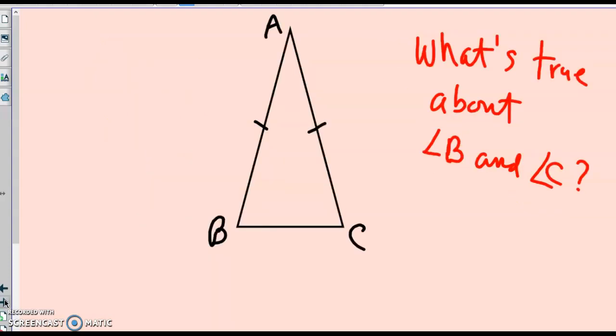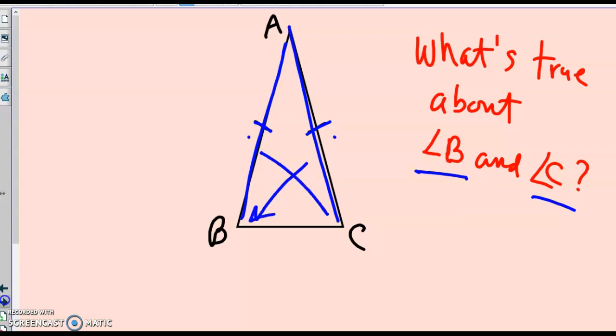All right, well, what about this one? Remember in the video we talked about how these dash marks mean that those sides are congruent. So this side is the exact same length as this side. Well, this question asks us, what do we know about angle B and angle C? Well, because these 2 sides are congruent, then these 2 angles are also going to be congruent. So this angle, angle B, is going to be the exact same size as angle C.